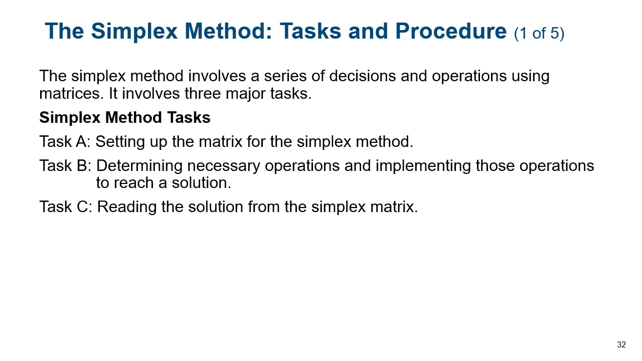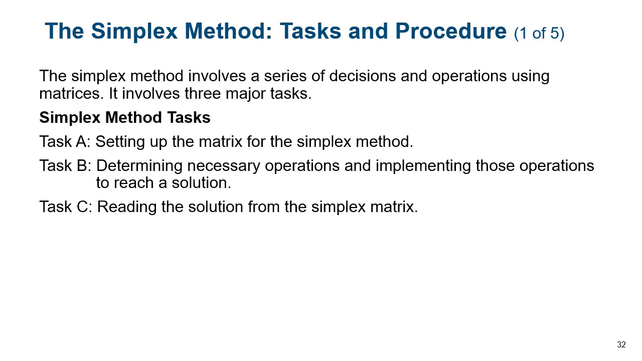So let's generalize it. What are the Simplex tasks, right? What's the task and procedure that gets us from point A to point B? Well, the Simplex method involves a bunch of decisions and operations with these matrices. There are 3 major tasks. Task A is you have to set up the matrix for the Simplex method. You have to basically put everything in the right places in the right form. Task B, you have to determine all the necessary operations and implement those operations to reach a solution. And then task C is reading the solution from the matrix.